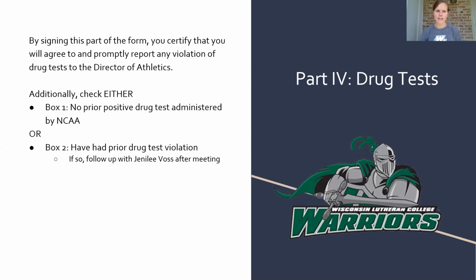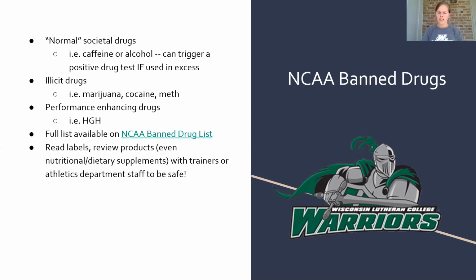Part 4 is drug tests. By signing this part of the form, you certify that you'll agree to and promptly report any violation of drug tests. Additionally, you'll check either box 1, you have not had any prior positive drug tests administered by the NCAA, or box 2, that you have had a prior NCAA drug test violation.